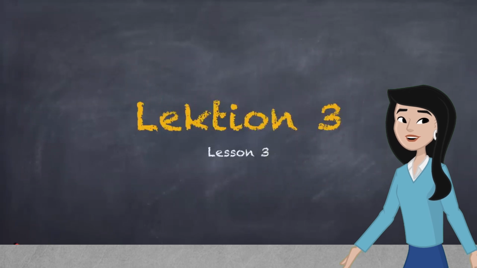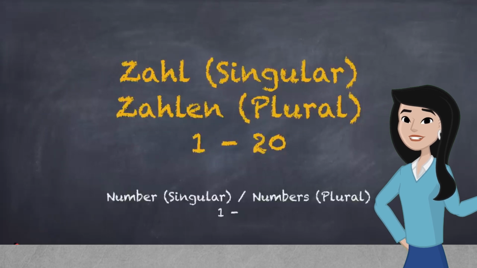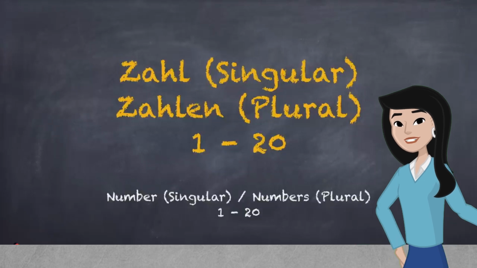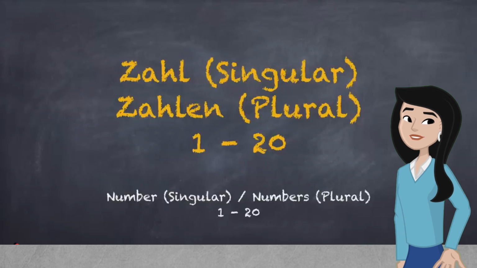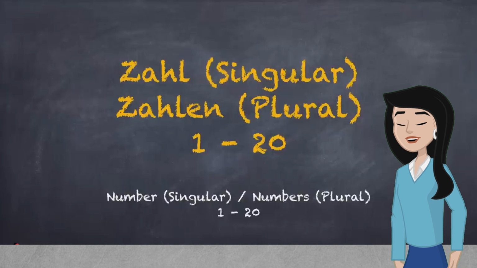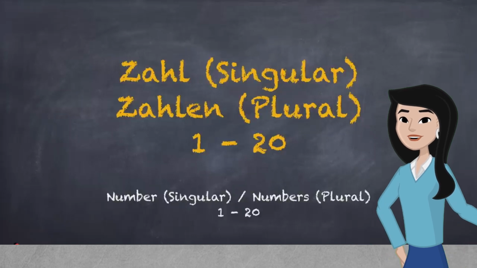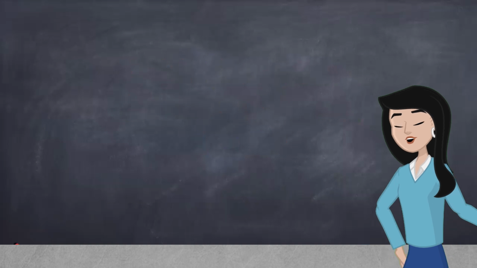Once again, Lektion 3. Zahl. Once again, Zahl. Zahlen. Once again, Zahlen. Zahl is the singular form and Zahlen is the plural form. Remember, you have to listen and repeat. So, are you ready? Here we go.